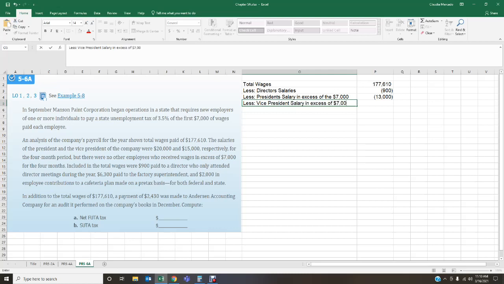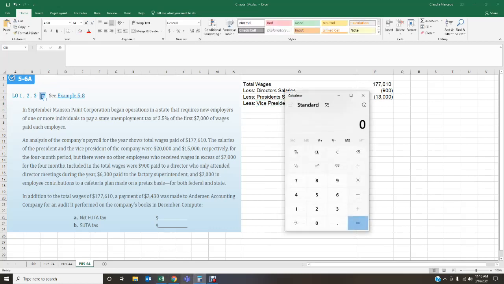Okay? Now the vice president made 15,000. I'm going to deduct the 7,000, that is our cap. So that means that out of the 15,000, 8,000 are not taxable. Okay?